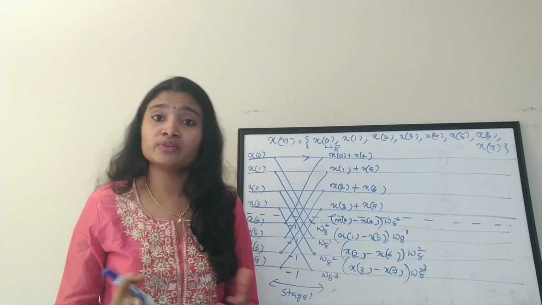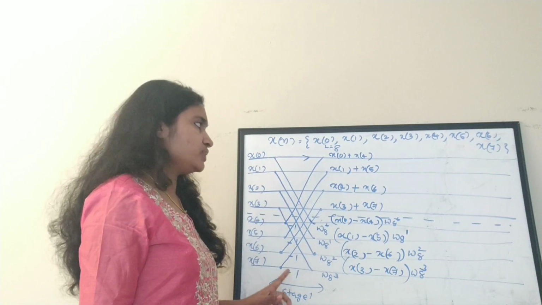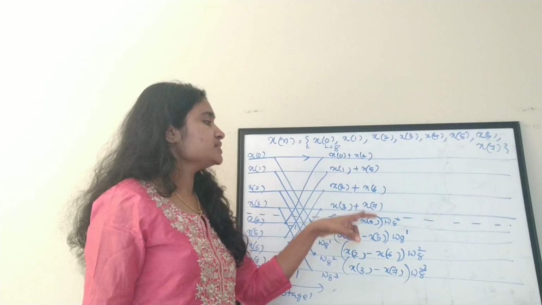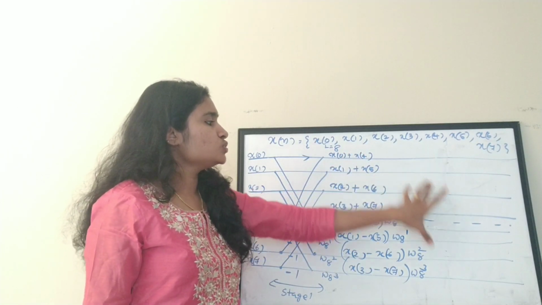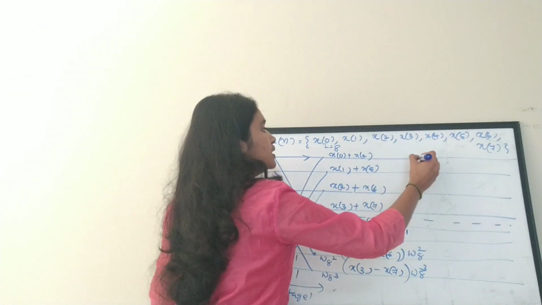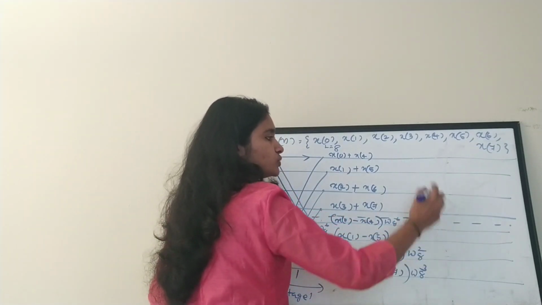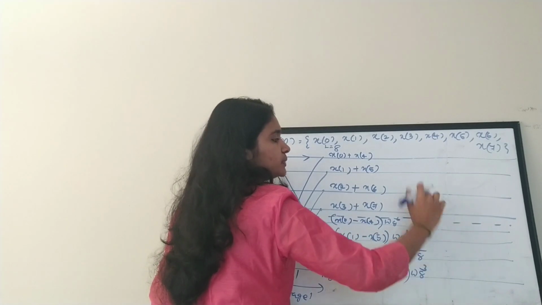In the stage 2, what we are going to do is, we are going to split this. So this is having a length of 8. So we are going to split it as 4, 4, and we are going to make 2 other butterfly diagrams in the stage 2. And each of those will be having length equal to 4. So this will be one part and this will be other part.